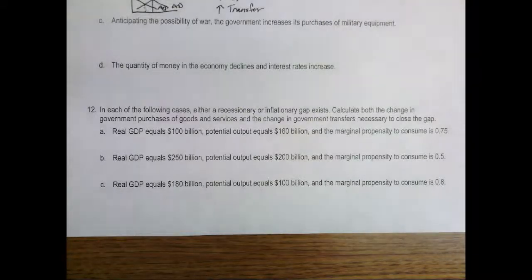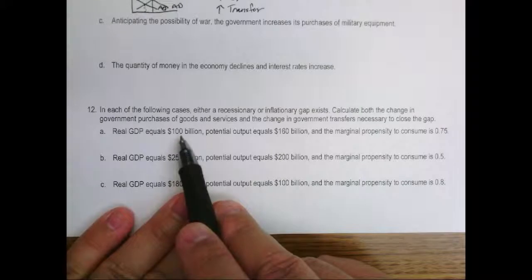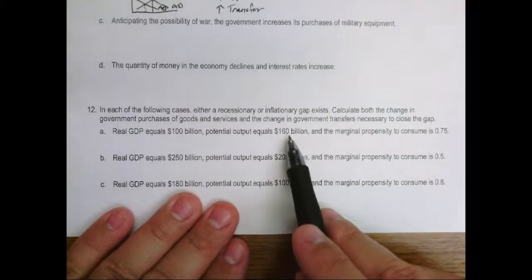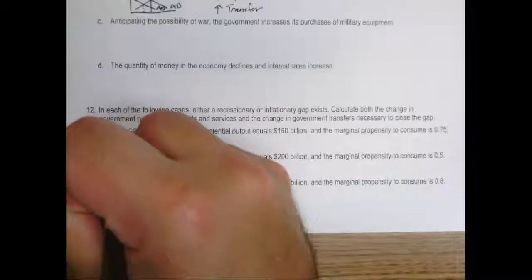This question is asking us to identify whether an inflationary or recessionary gap exists, and then to calculate the change in government purchases and the change in government transfers necessary to close the gap. So we see in part A that there's $100 billion in real GDP. The potential is 160. So we're producing less than potential, which means that we have a recessionary gap.